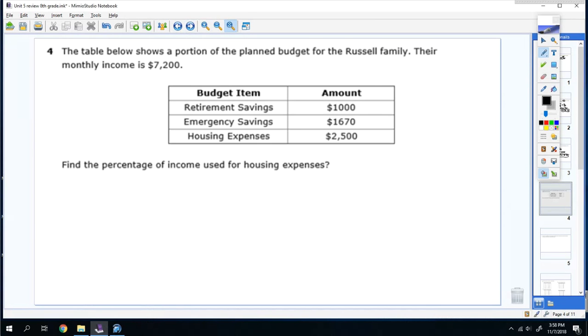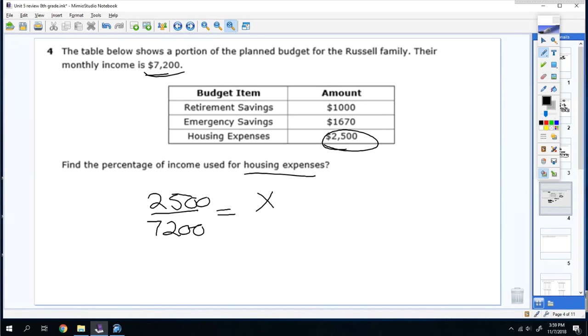Number 4, the table below shows a portion of the planned budget for the Russell family. Their monthly income is $7,200. Find the percentage of income used for housing expenses. So this is their total. 7,200 is their total. So 7,200 goes on the bottom. And since you're trying to find the percentage for housing expenses, you take their housing expenses, which is 2,500, and you write that on top. And then you set it equal to x over 100% to find the percentage.